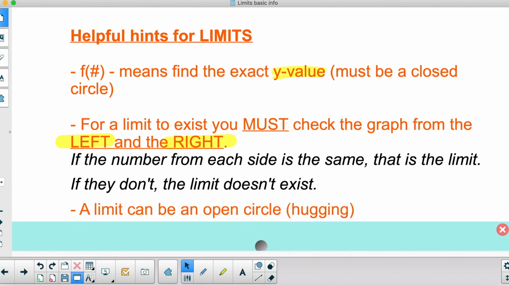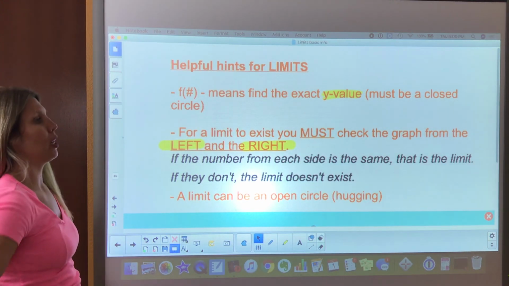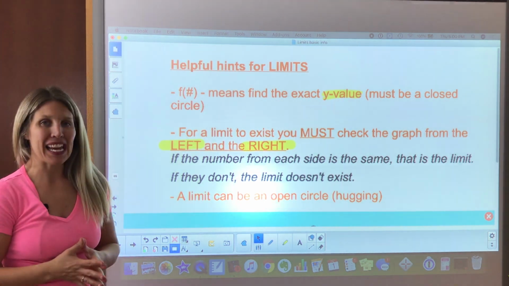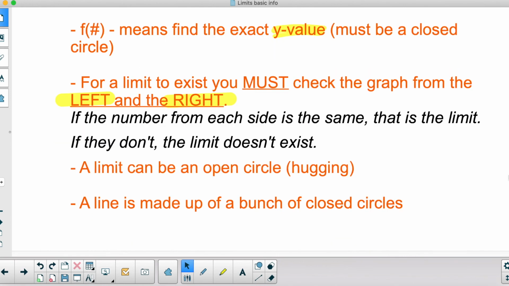Next tip. A limit can be an open circle, meaning they can be hugging. If you can be at the same location and wrap your arms around someone, that limit can exist. And last, a line is made up of a bunch of closed circles.